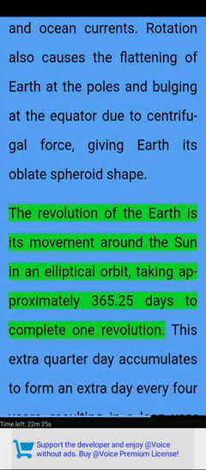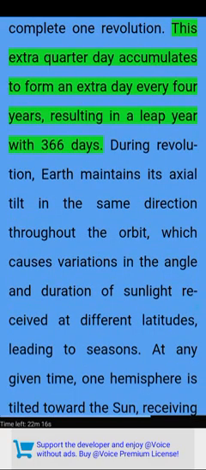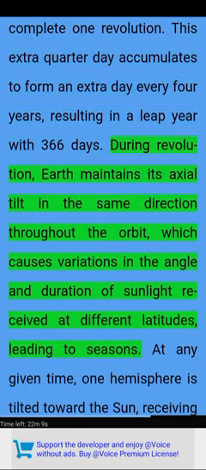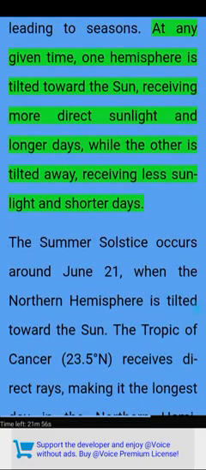The revolution of the Earth is its movement around the sun in an elliptical orbit, taking approximately 365.25 days to complete one revolution. This extra quarter day accumulates to form an extra day every 4 years, resulting in a leap year with 366 days. During revolution, Earth maintains its axial tilt in the same direction throughout the orbit, which causes variations in the angle and duration of sunlight received at different latitudes, leading to seasons. At any given time, one hemisphere is tilted toward the sun, receiving more direct sunlight and longer days, while the other is tilted away, receiving less sunlight and shorter days.